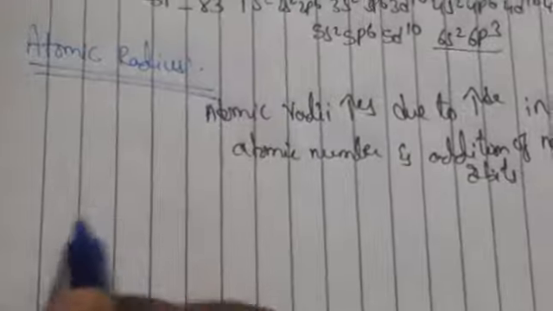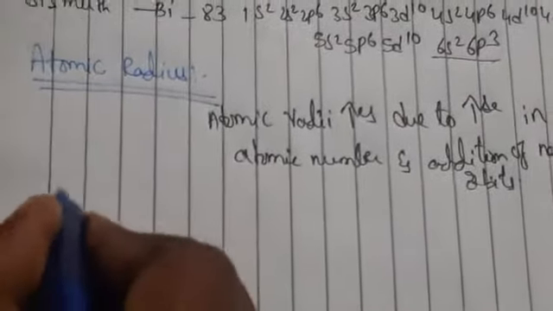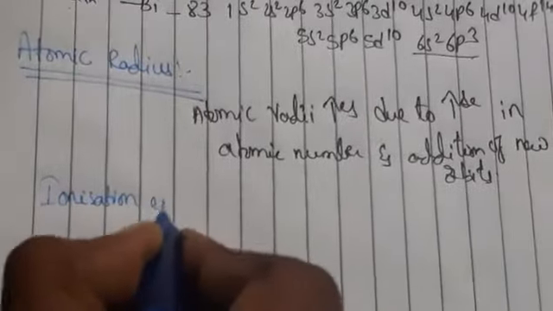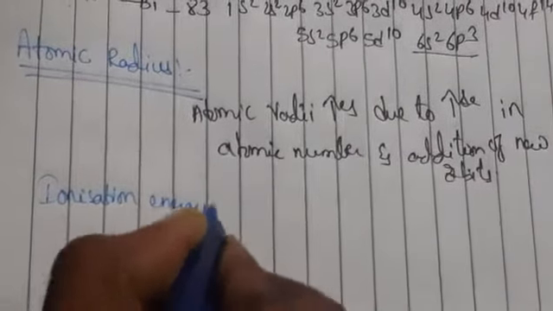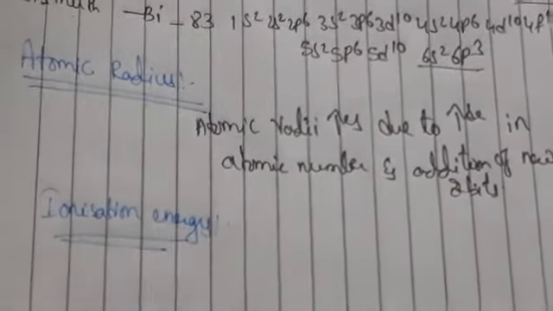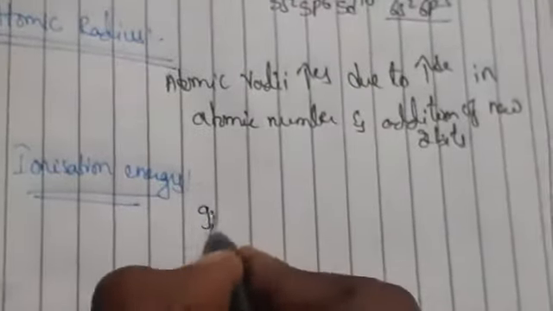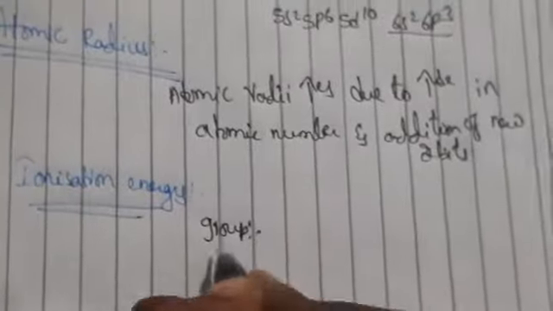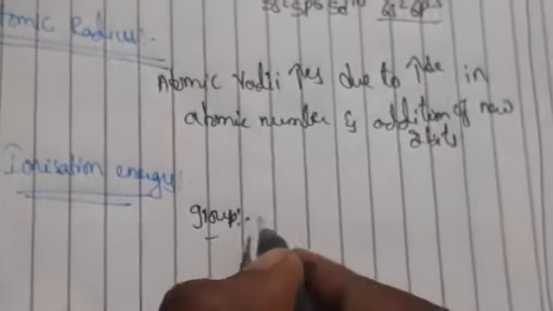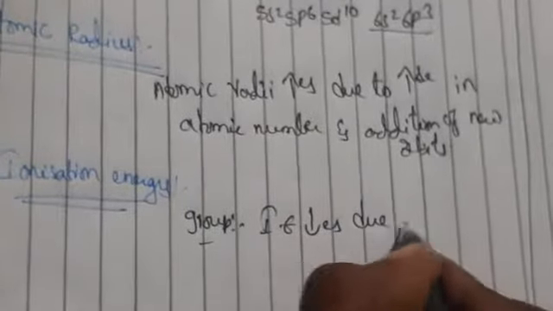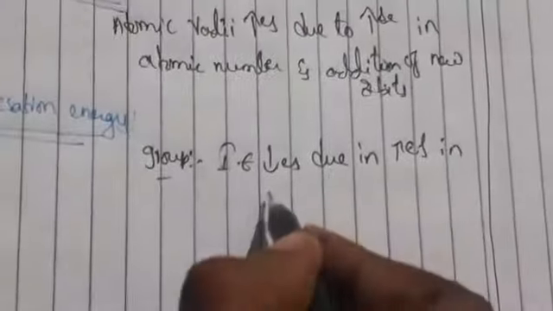Coming to ionization energy. What is ionization energy? The minimum amount of energy required to remove an electron from the outermost shell of a neutral gaseous atom, we call it ionization energy. In the group, ionization energy decreases. Why is it decreasing? Due to the increase in atomic size, the ionization energy decreases.